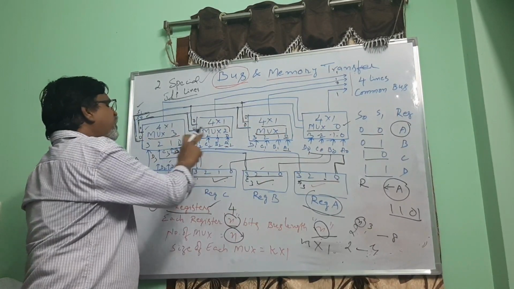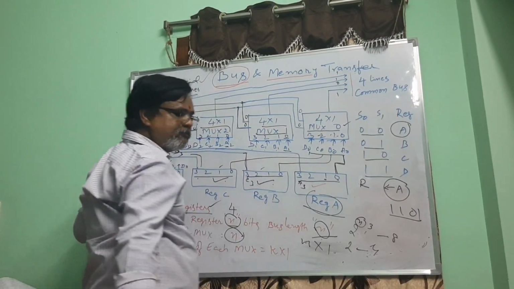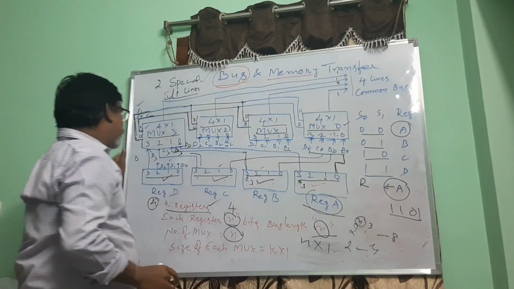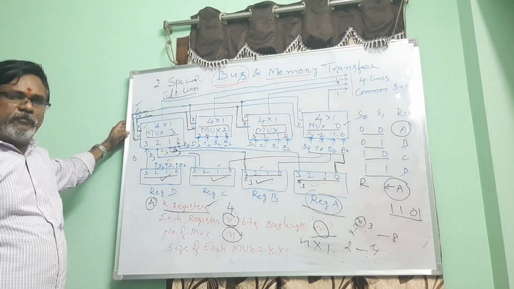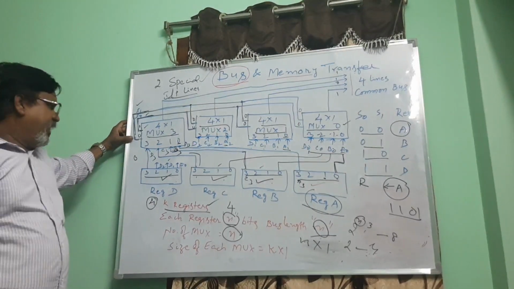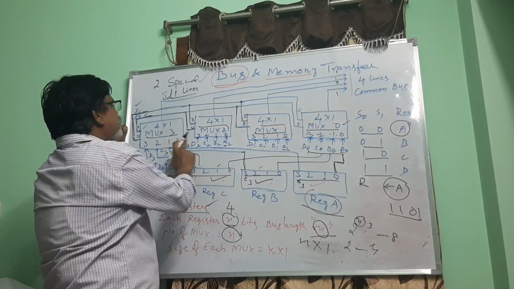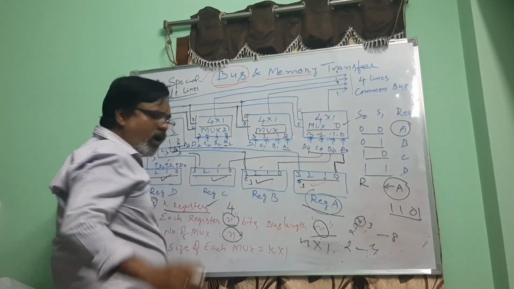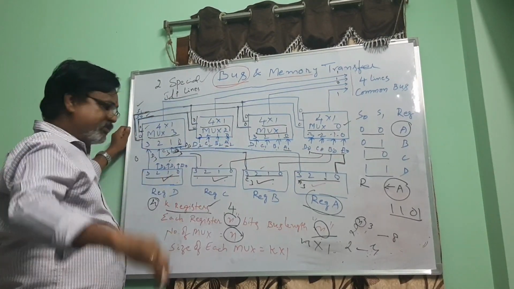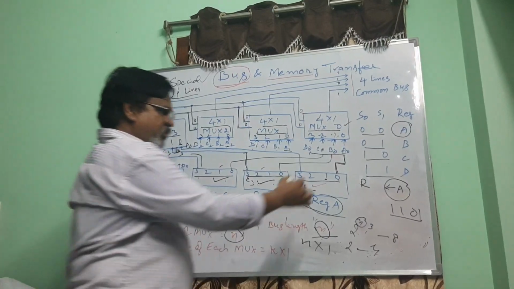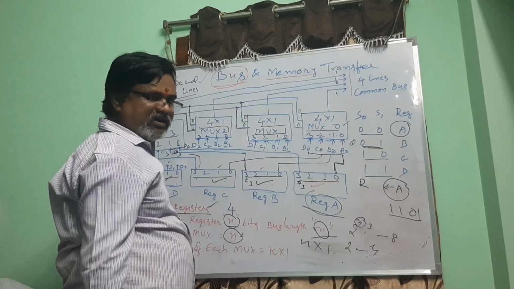So A3, A2, A1, and the same 0 and 0 are copied here. Here A0. The moment the values of S0 and S1 are 0, 0, all the multiplexers' first inputs will be selected. What are the first inputs? A0, A1, A2, A3. Otherwise, if it is 0 and 1, the binary decimal equivalent value is 1.